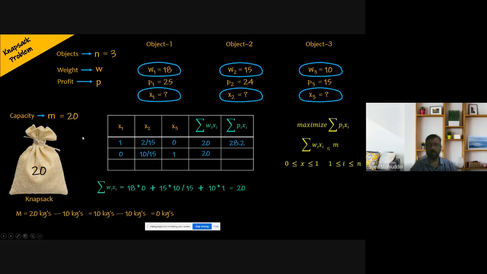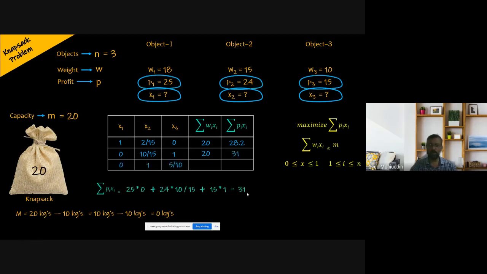Then with this 10 remaining, next is object 2. Since 10 is remaining, a fraction of 10 by 15 has to be filled up. So x2 will be 10 by 15. And 10 minus 10, so 0 is the weight remaining. So x1 will be 0, since nothing of object 1 is filled up in the knapsack. Now let us compute its weight. Weight will be 18 into 0, which is 0, plus 15 into 10 by 15, which will be 10 itself, plus 1 into weight 10, which gives us 20.